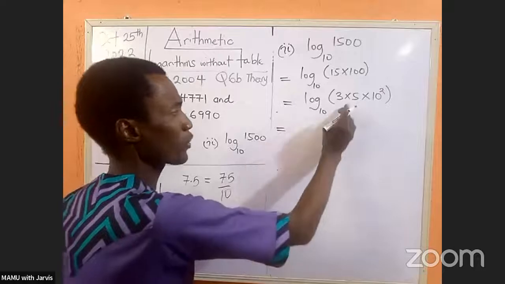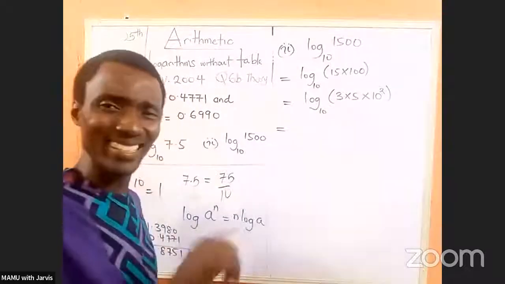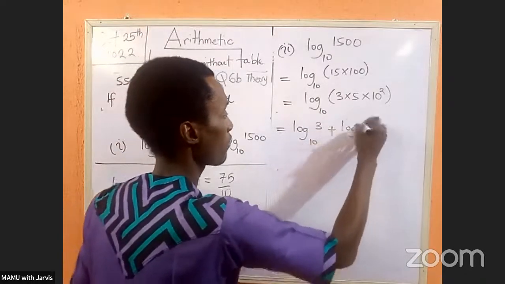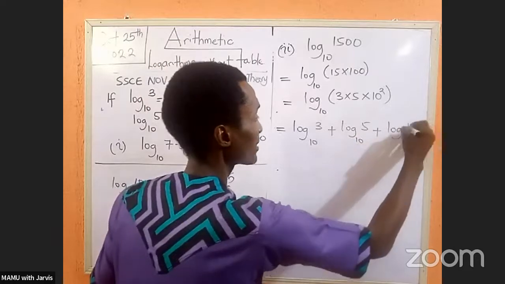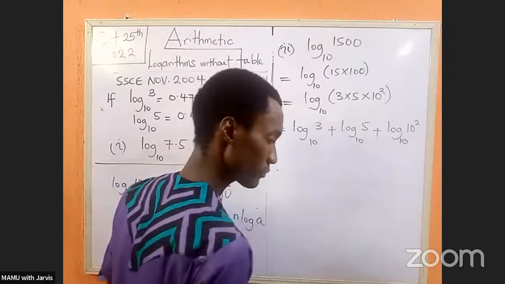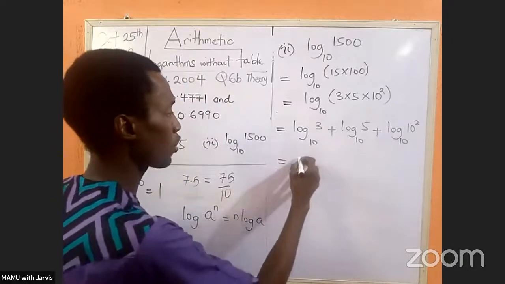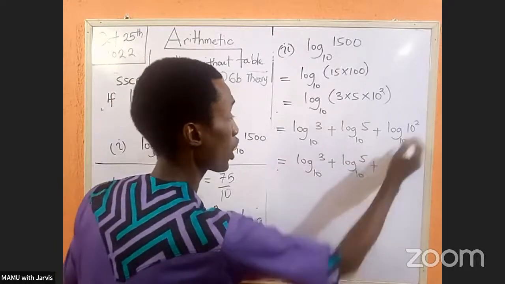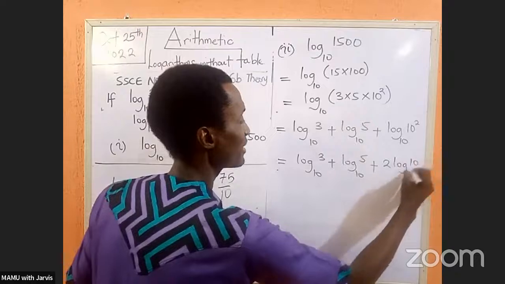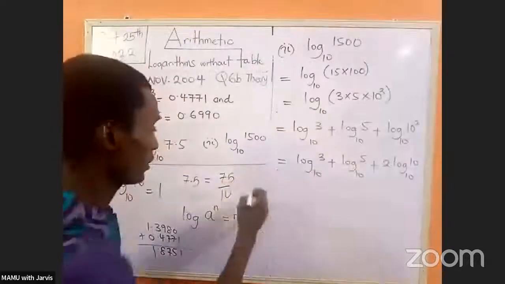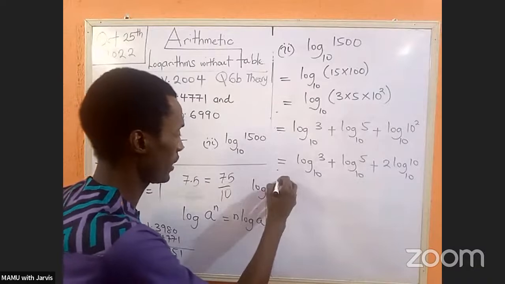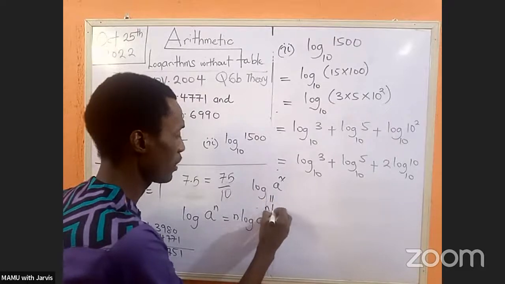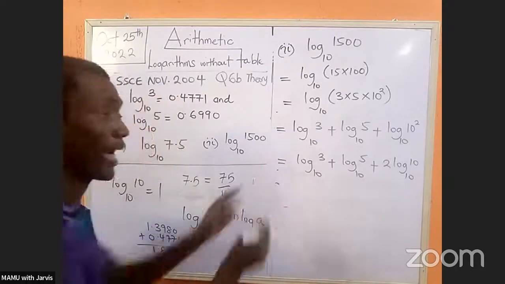So with this, remember that we said that if you multiply numbers, you are adding their log. So I will just say log 3 base 10 plus log 5 base 10 plus log 10 raised to the power of 2 base 10. All right. So this will now be equal to what? Log 3 base 10 plus log 5 base 10 plus 2 log 10 base 10. I hope you know why that is. The log of a number to a given power, let's say x, is the same thing as saying what? N log A. So that's the idea we're applying here.